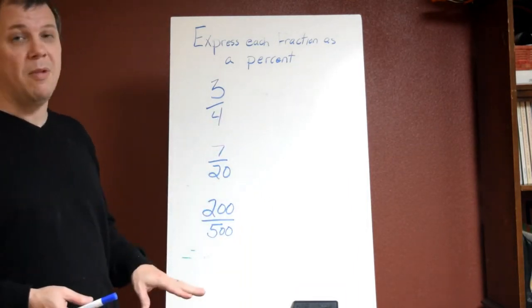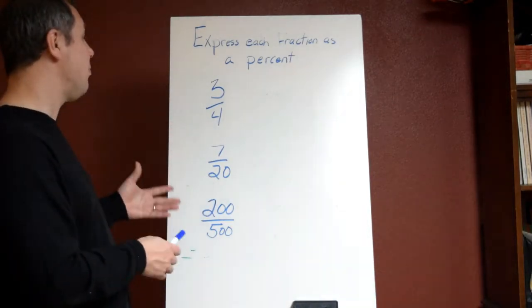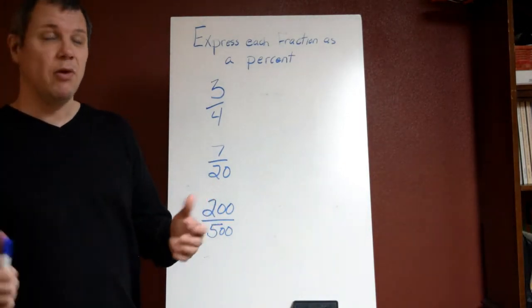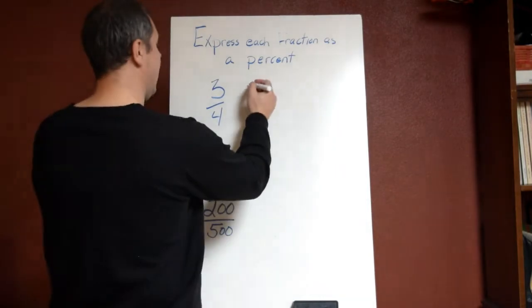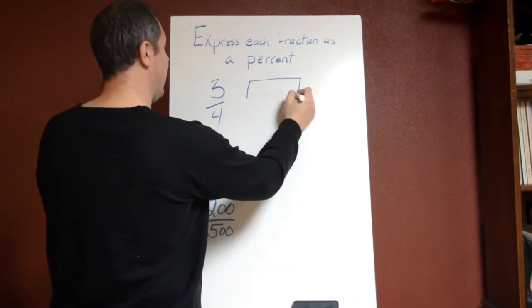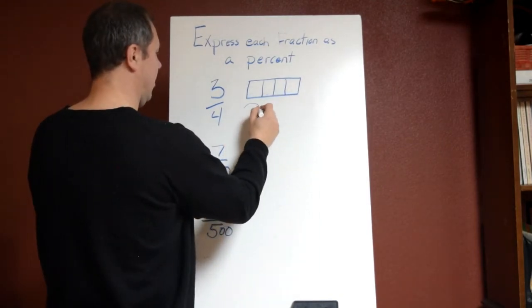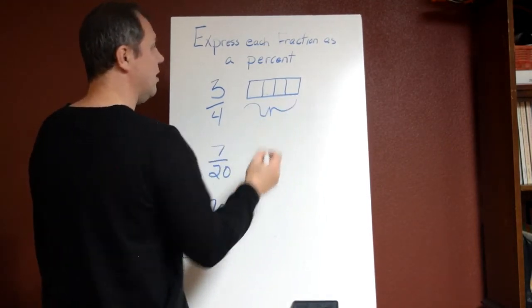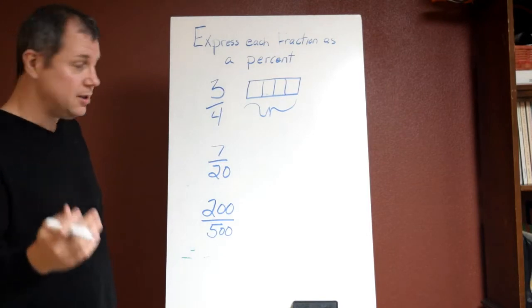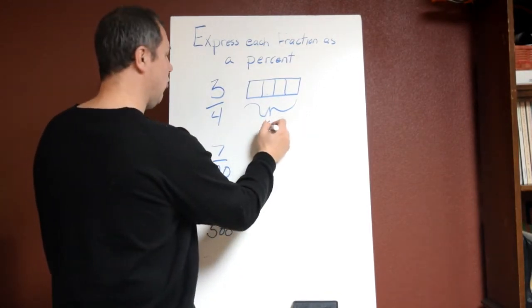But we'll start off with the model for 3/4. So what percent is 3/4? Well, once again, I'm going to make a box with 4 sections. The whole thing, all 4 parts, is equal to 100%.